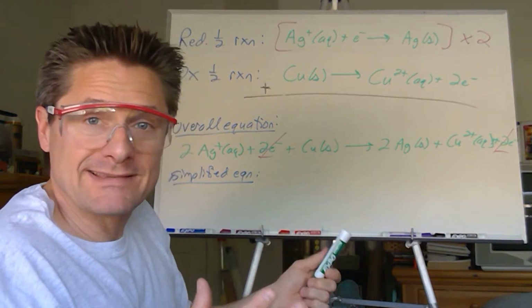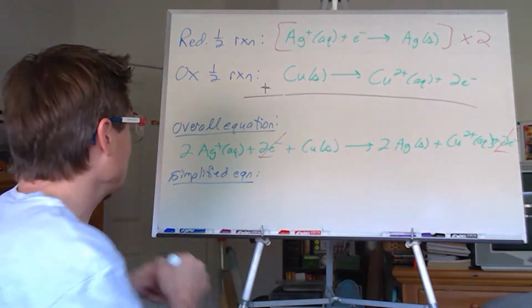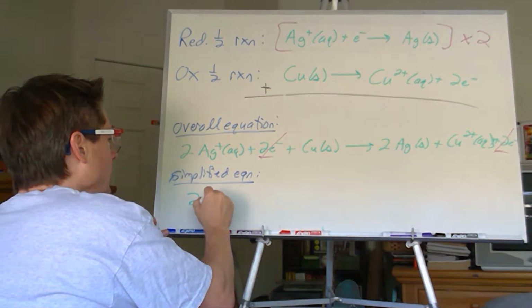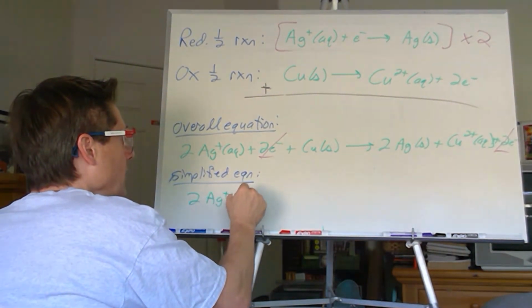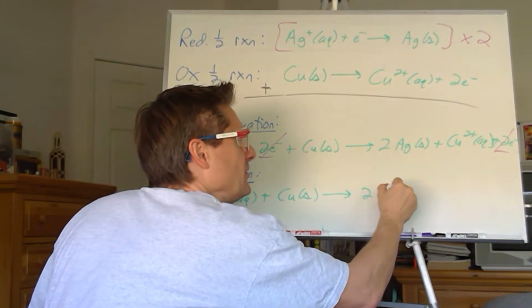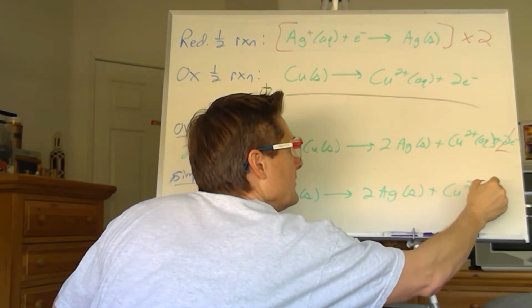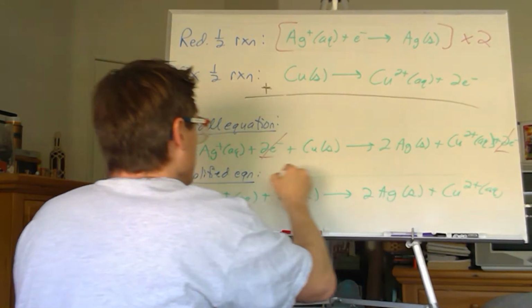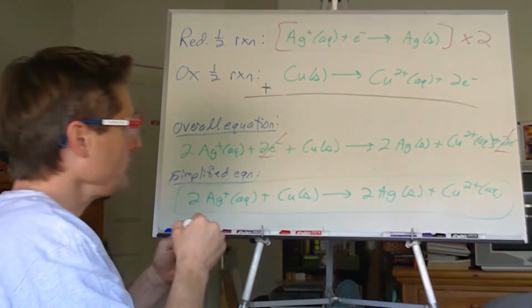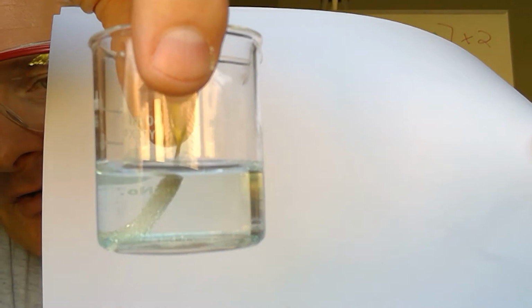And then what we're going to do is show you how to separate these 2 half reactions so we can extract the electrons from them. So here's our overall simplified equation that we wrote earlier. But you can now see the 2 separate half reactions. Easy peasy. That is the reaction that's occurring in this beaker right there. And that's just going to continue.